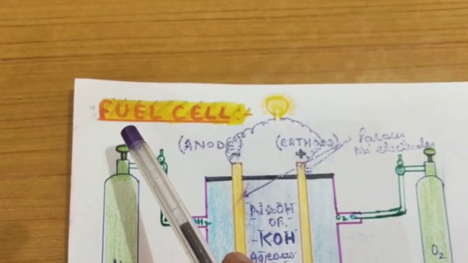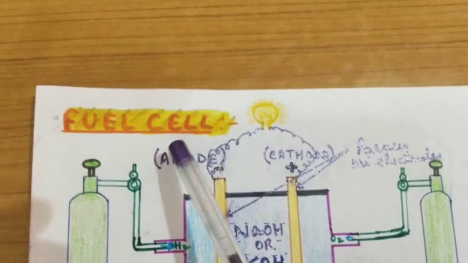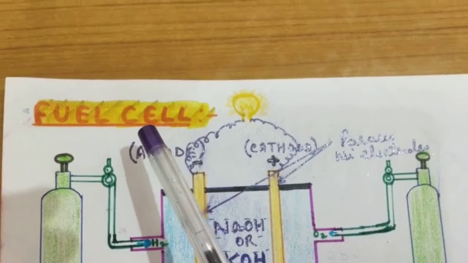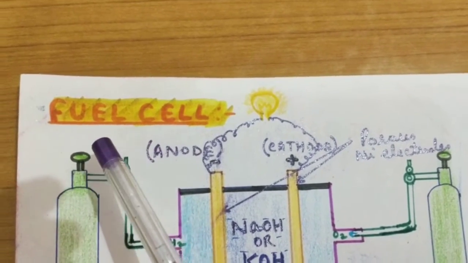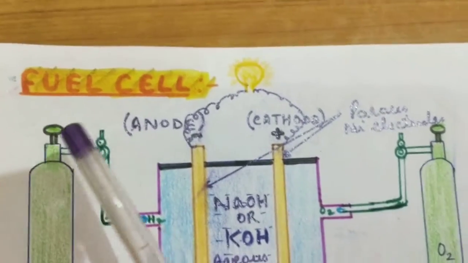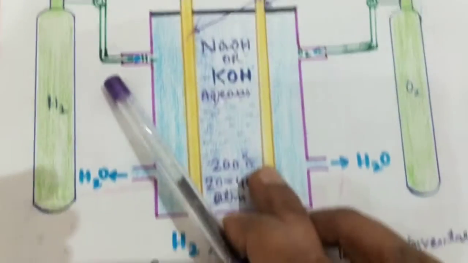Dear students, today we are going to discuss fuel cells. A fuel cell is just like an electrochemical cell in which the chemical energy of the fuel gets converted into electrical energy.